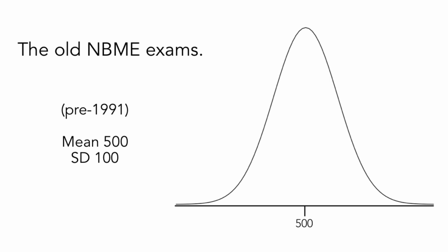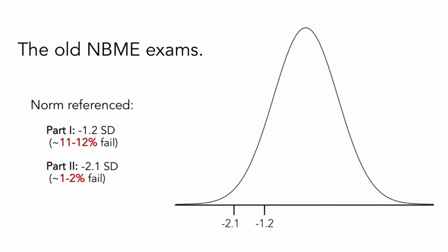The NBME exam had a different scaled score for one. It was set to have a mean of 500 and a standard deviation of 100, kind of like the SAT. But there was a more important difference. The old NBME exam was a norm referenced test.